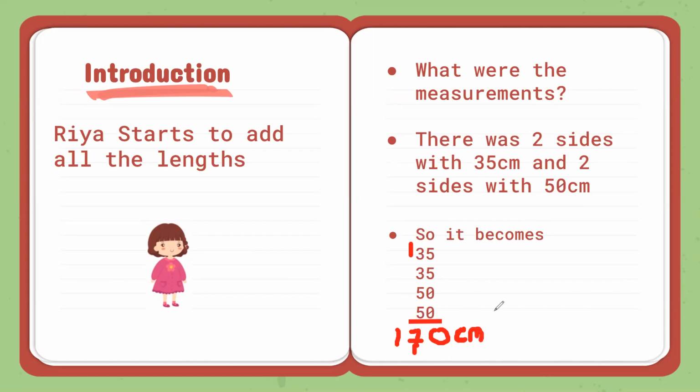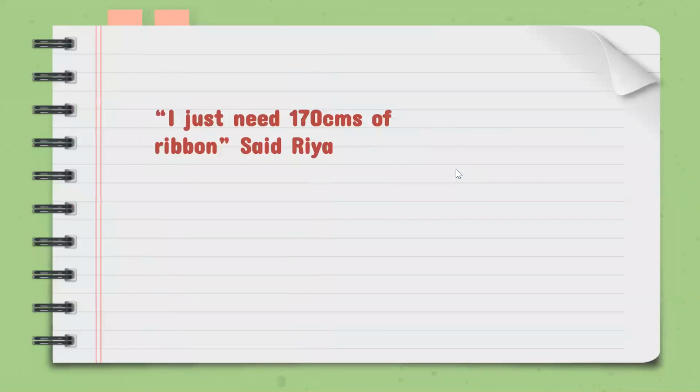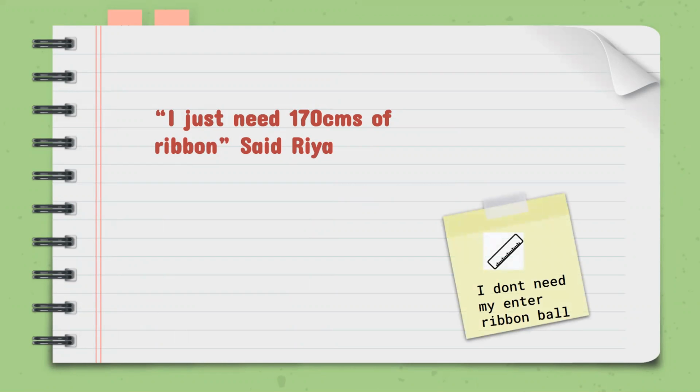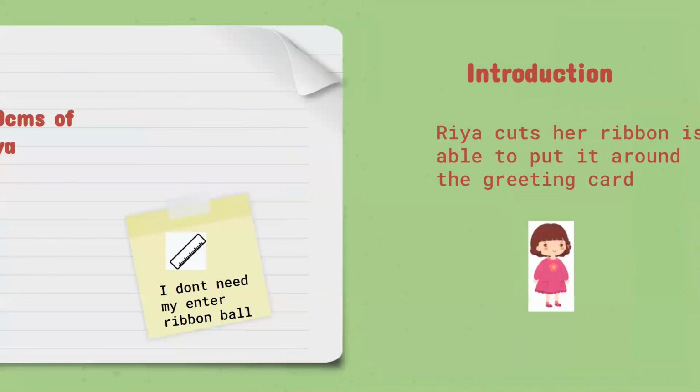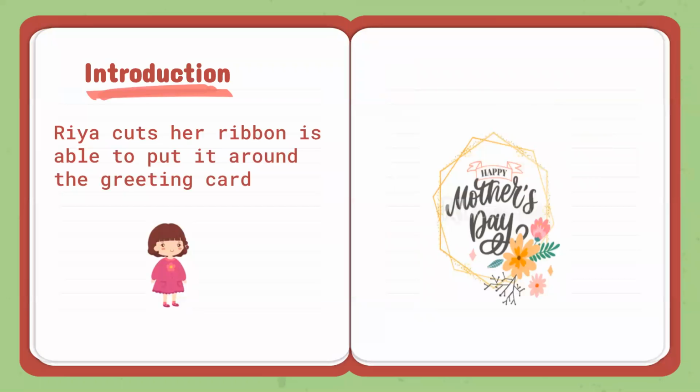So Ria goes and tells her sister that once she added all the sides, she got the sum equal to 170 centimeters. So as Ria's sister had already told her, we just needed 170 centimeters of the ribbon. पूरे बॉल का जरूरत नहीं था. So Ria also figures out कि उसको सिर्फ 170 centimeters ही लेके आना है, and she doesn't need her entire ball. So she cuts 170 centimeters of her ribbon, and she's able to put it all around her card like this. And now I think the card looks much prettier than before.